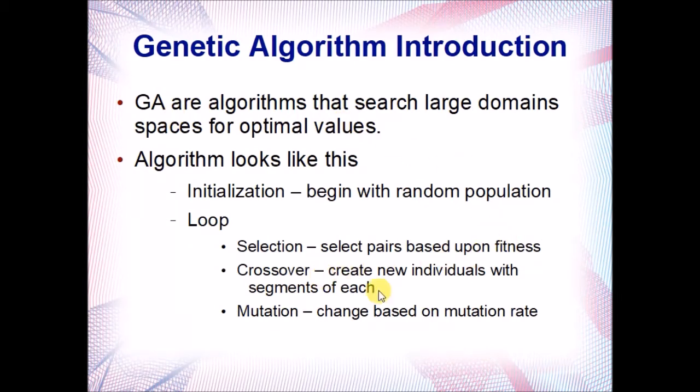Then there is crossover, where it creates new possible answers from segments of each possible answer from the selection phase. And finally, there's mutation, where it alters some of the possible answers to explore new areas of the domain.